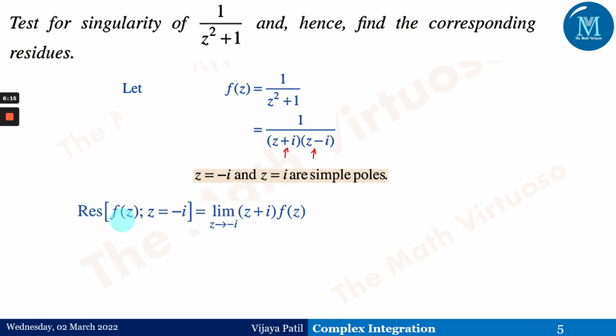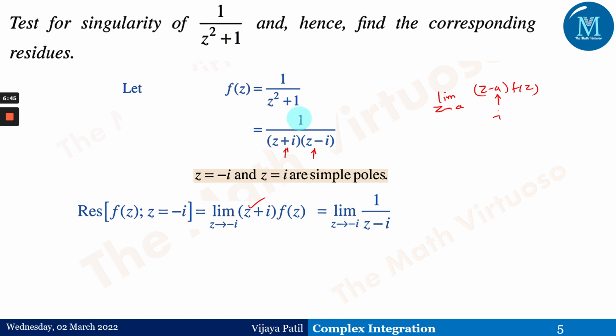Therefore the residue of f of z at z equals minus i is the limit as z tends to minus i of z plus i times f of z. For a simple pole, the definition is the limit as z tends to a of z minus a times f of z. Here a is minus i, so minus minus becomes plus i. So we write z plus i times f of z.